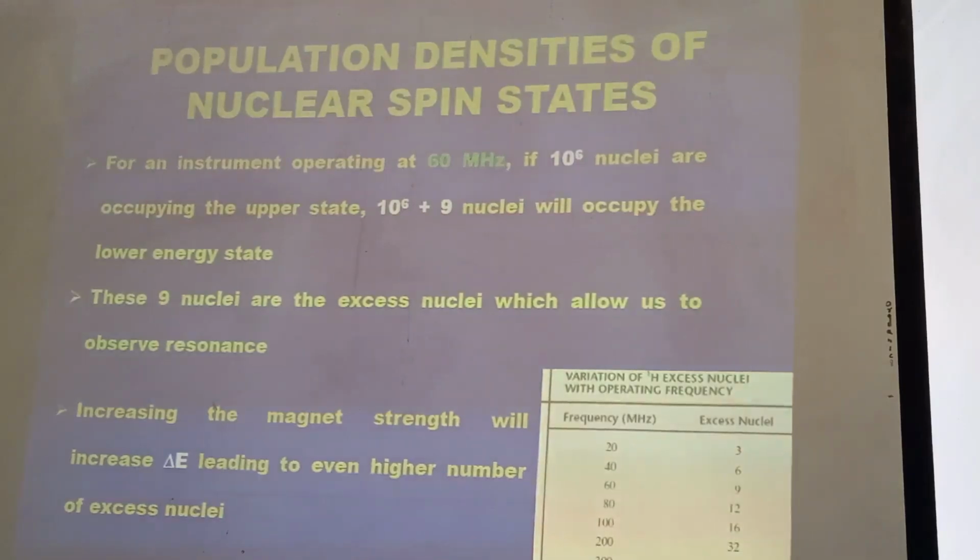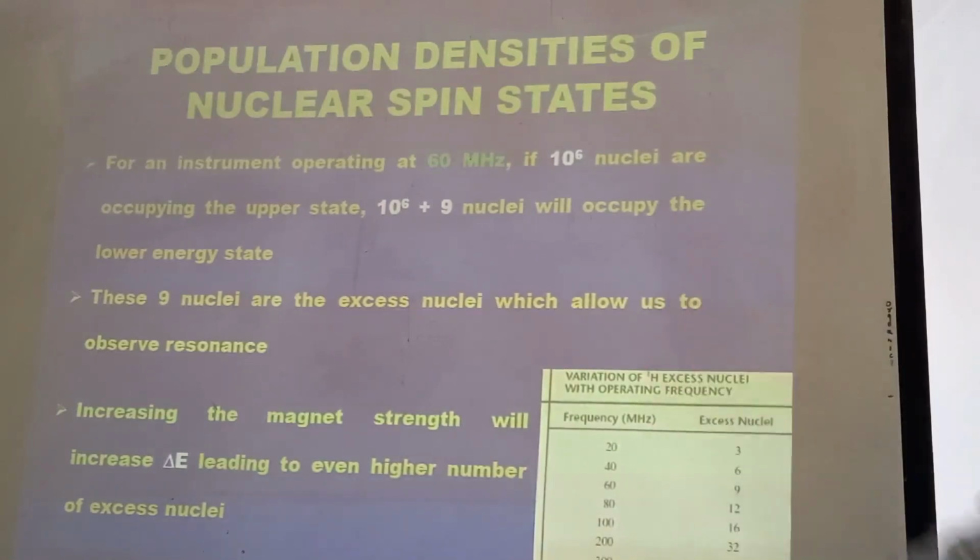And I told you, okay, these excess nuclei are important for signal generation, or the strength of the signal. So if you have a large number of excess nuclei, the signal will be more strong. If you have a small excess of nuclei, the signal will be weak. If there is no excess nuclei, no signal.